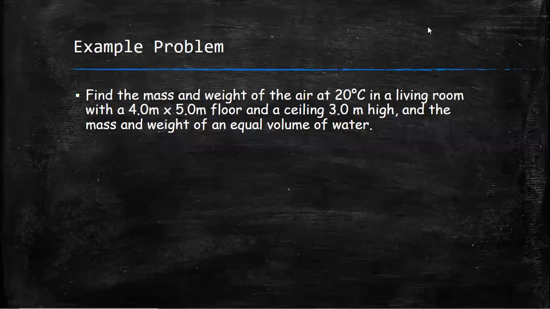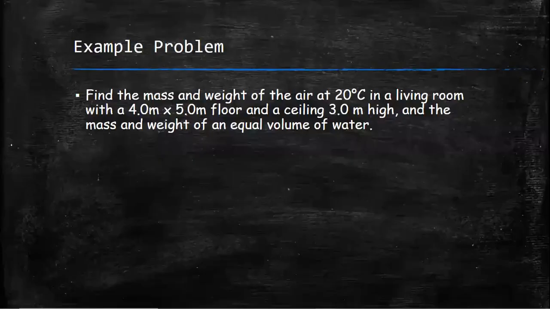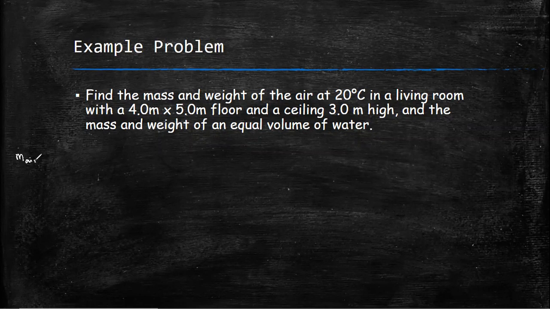So let's have our example problem. Find the mass and weight of the air at 20 degrees Celsius in a living room with a 4.0 meter by 5.0 meter floor and a ceiling 3.0 meter high, and the mass and weight of an equal volume of water. So in this problem, we are asked to find the mass of air and its weight, also the mass of water and its weight.